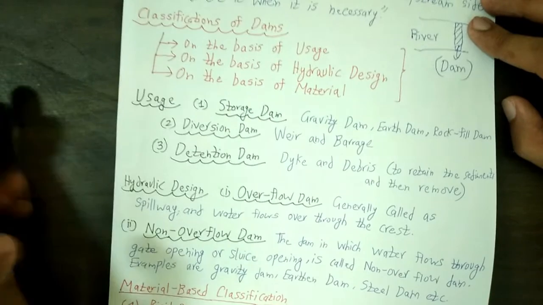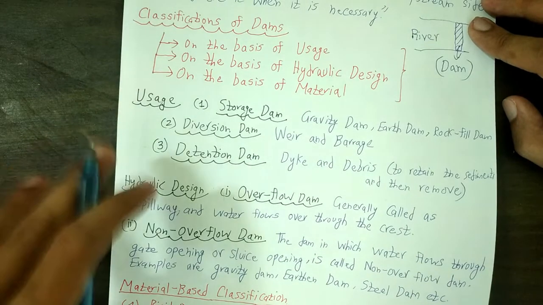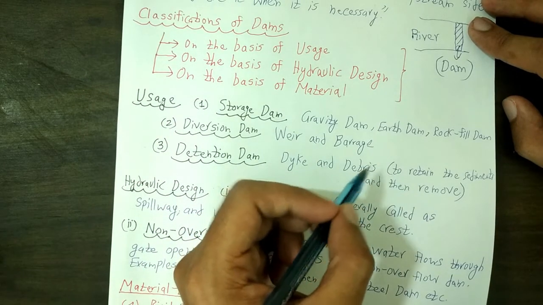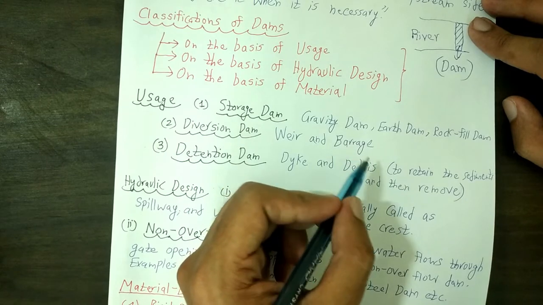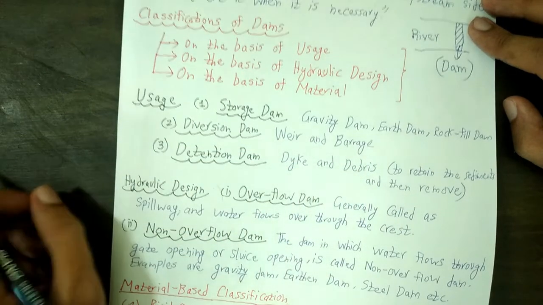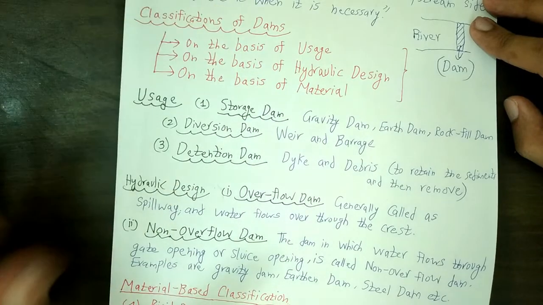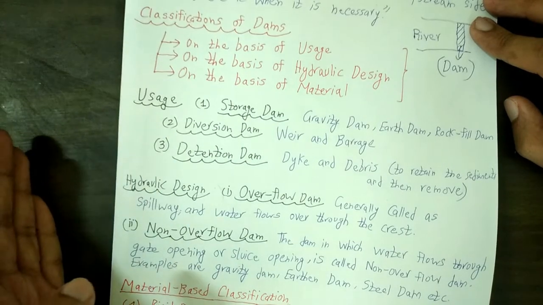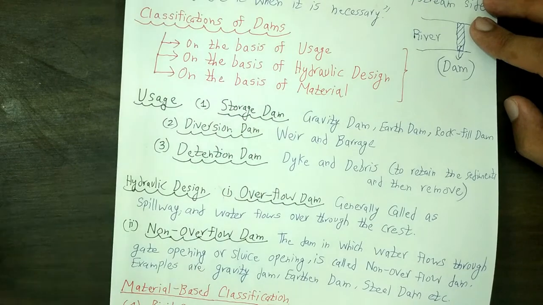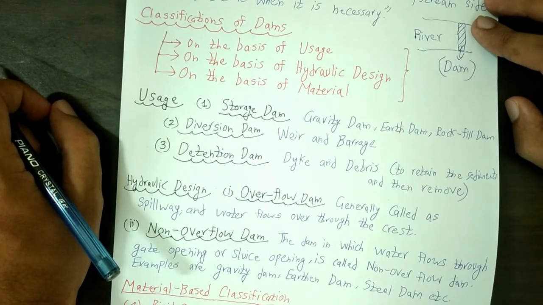A dike dam is constructed of a thick wall which prevents the sediments from moving on. And debris, you know that it is a synonym of garbage, the word used for sea or marine garbage. So basically, a debris dam is used to remove the garbage from the water, or the sediments from the water. So basically it is used for purification. A detention dam is used for purification, and the water flowing after the dam will be purified from the filthy water and sediment materials. So this is the purpose of the classification on the basis of usage.